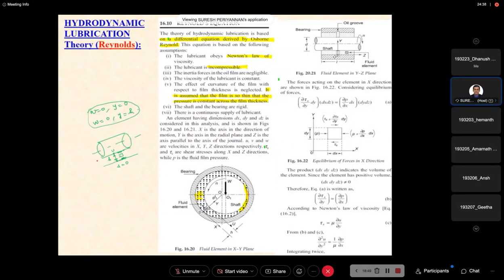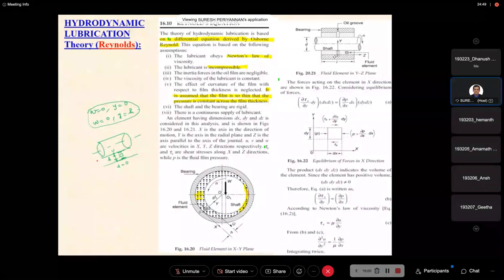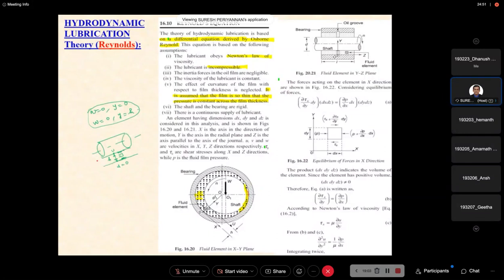And the shaft and bearings are rigid. In this concept we continuously supply the lubricant. Why? To remove the heat, because he considered viscosity to be constant. If we are not supplying lubricant continuously, the present lubricant will be heated and the temperature will rise, and obviously the viscosity will decrease. That's why he says there is a continuous supply of lubricant, so that we can avoid this change in temperature.